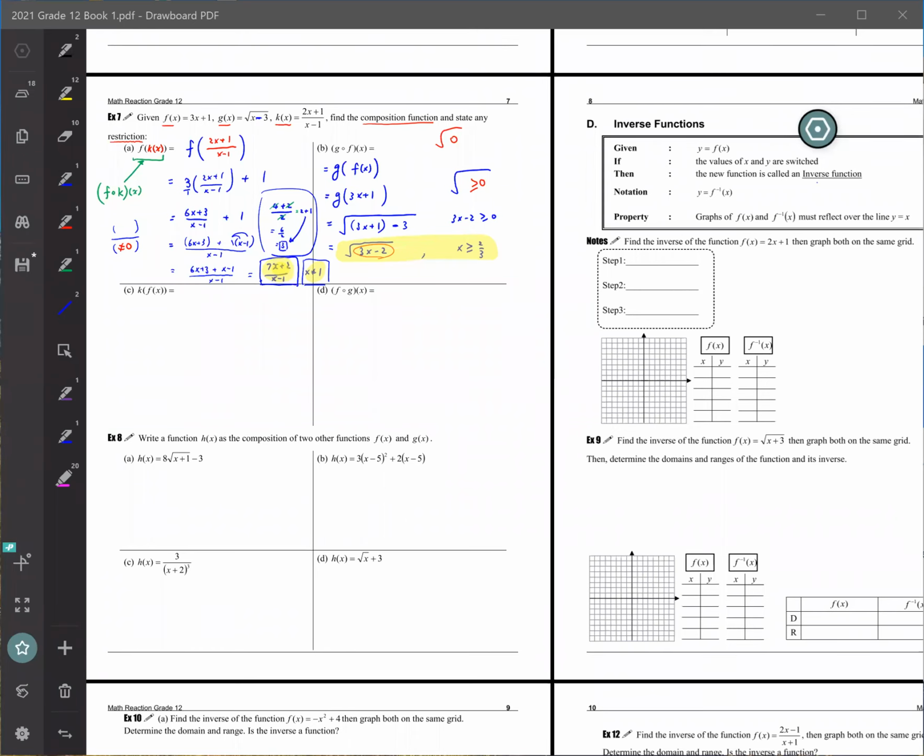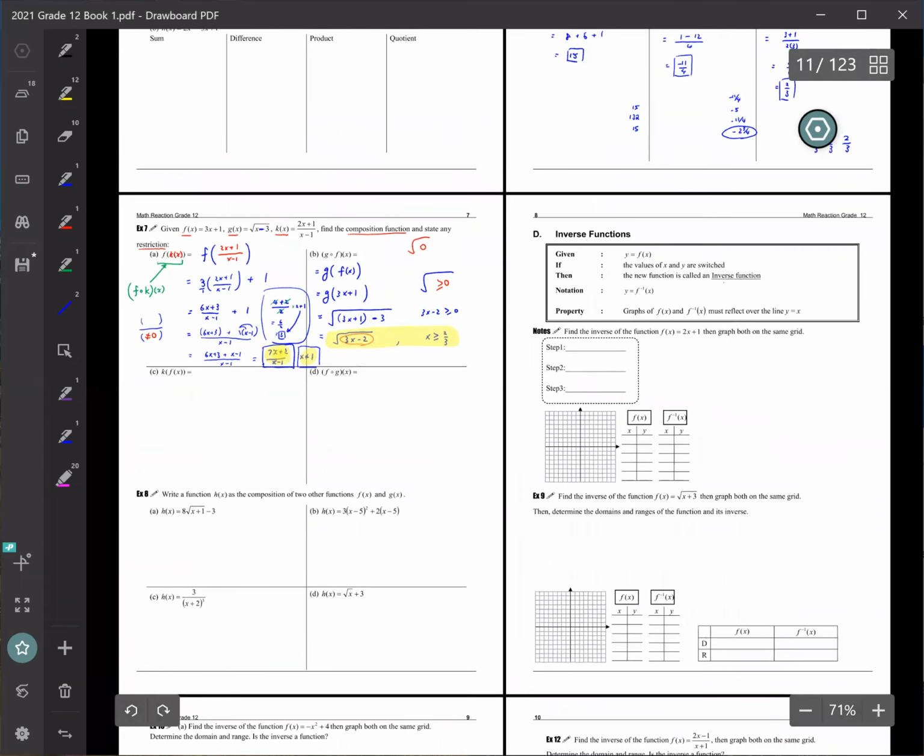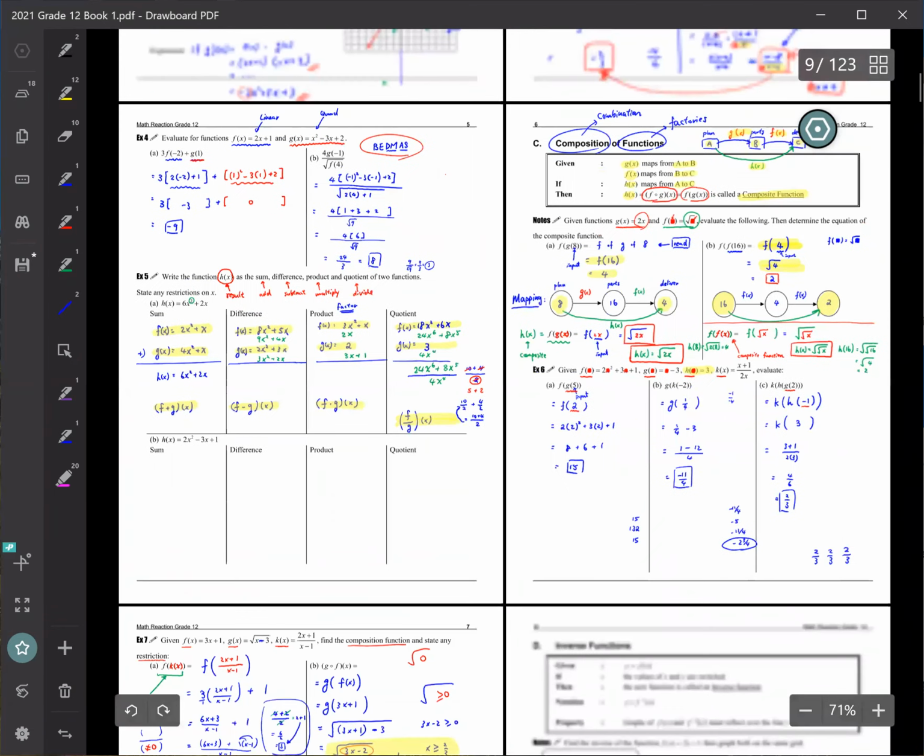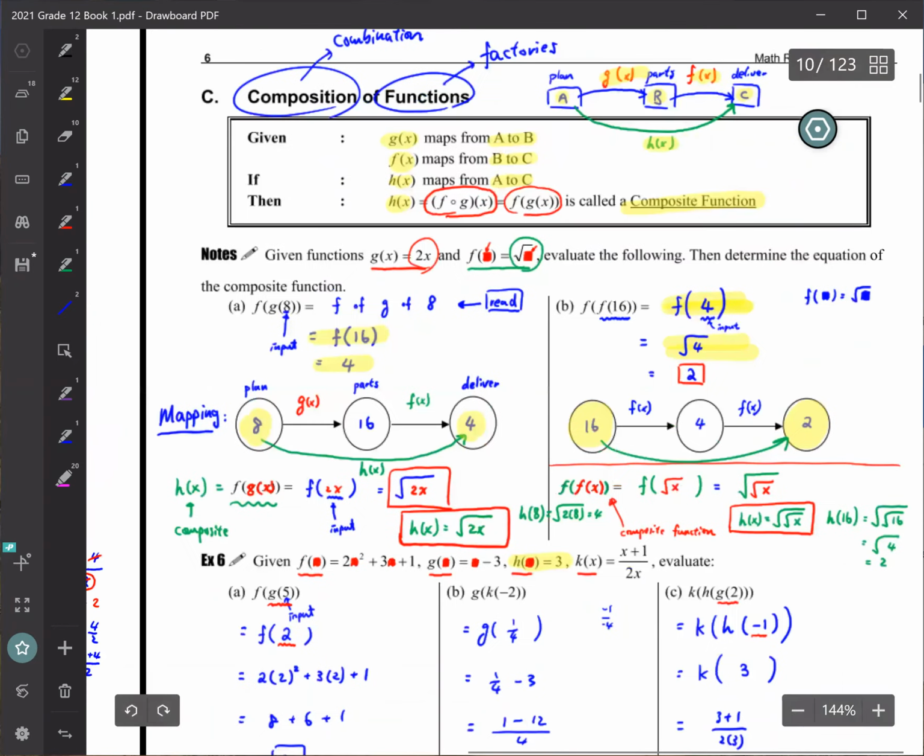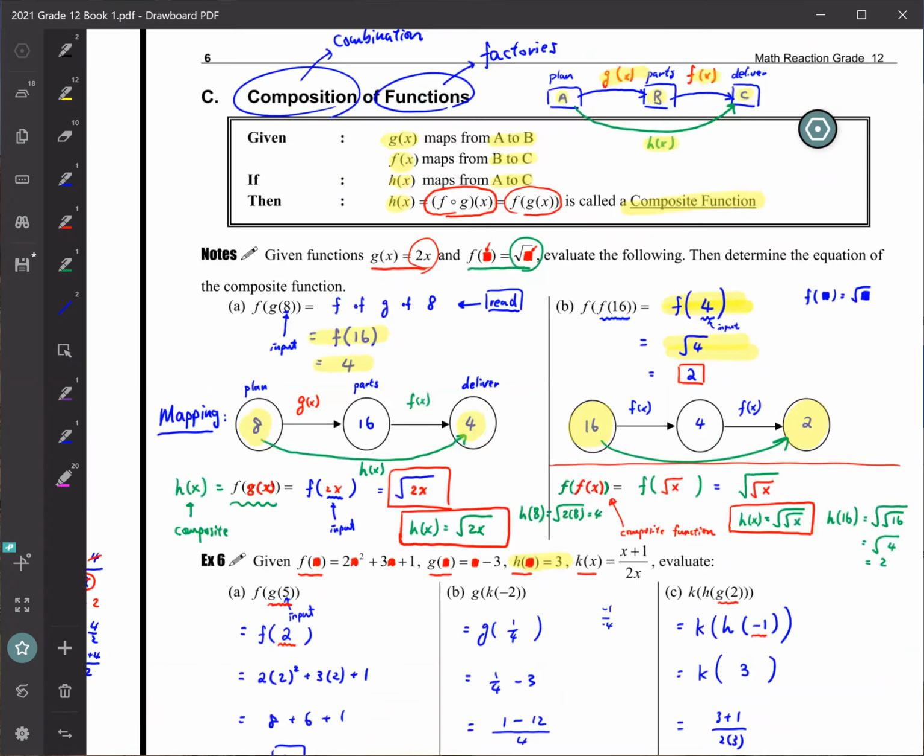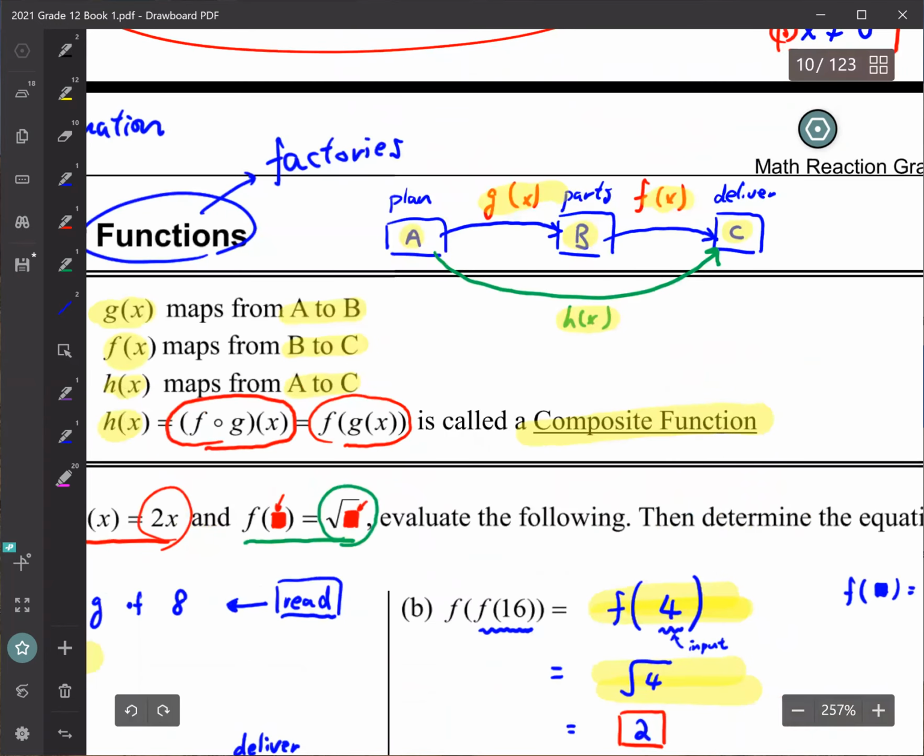Okay, so we'll quickly recap what we did last time. Last time we mentioned composite functions. We used an example: you have two factories, g of x and f of x. Each factory does different things. One factory is producing the parts, the other one is producing the final product.